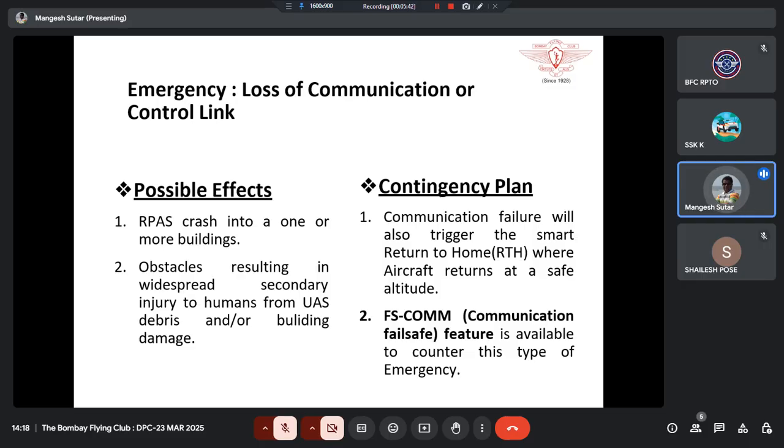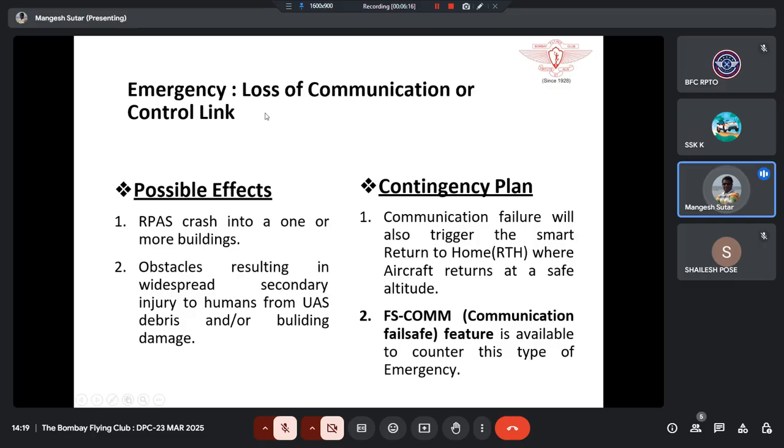Let's say you're flying, you're doing pitch forward, and all of a sudden you lose the control of the drone. Your remote is no longer able to control the drone. In that scenario, what will happen? It will continue moving forward, and it may crash. Either it will hit a tree, it may crash into a building, or whatever comes in between, or it may fall on somebody after some time. It could cause injury to humans, or the debris, or the building could get damaged. Anything could happen. So these are the possible effects of this kind of emergency: loss of communication or control.